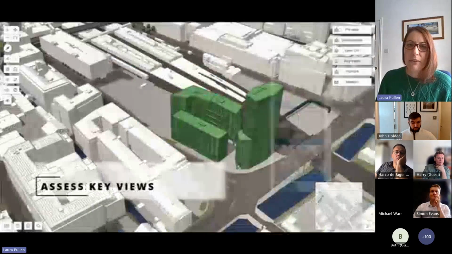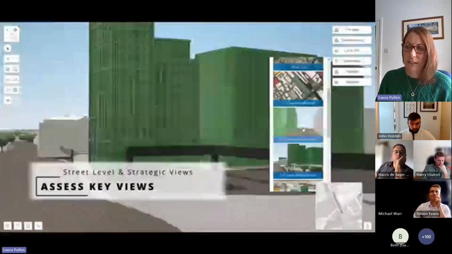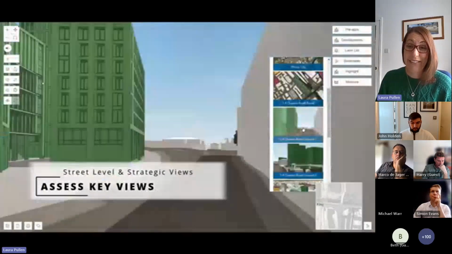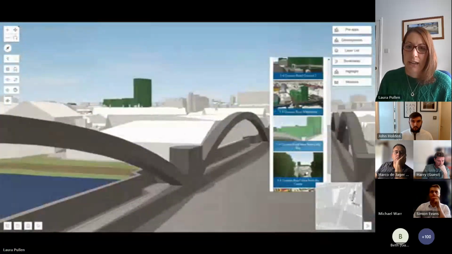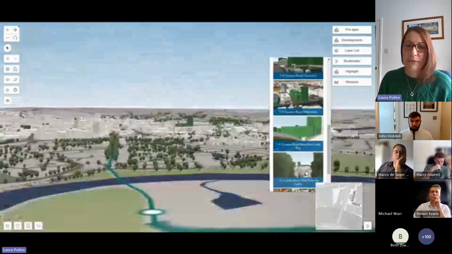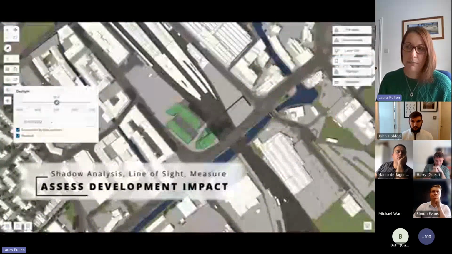We'll create bookmarks to showcase street level and strategic views of the proposal in question, which makes it super easy to navigate around the 3D model. And we also have a number of planning assessment tools. So this will include things like shadow analysis, line of sight, measurements.